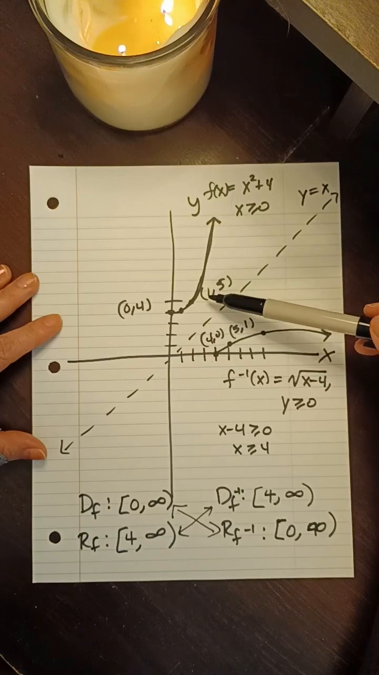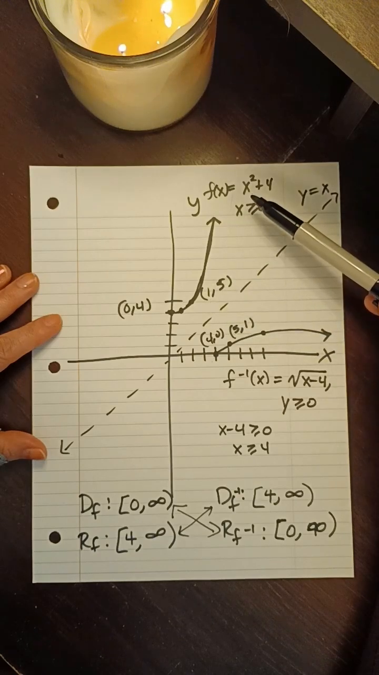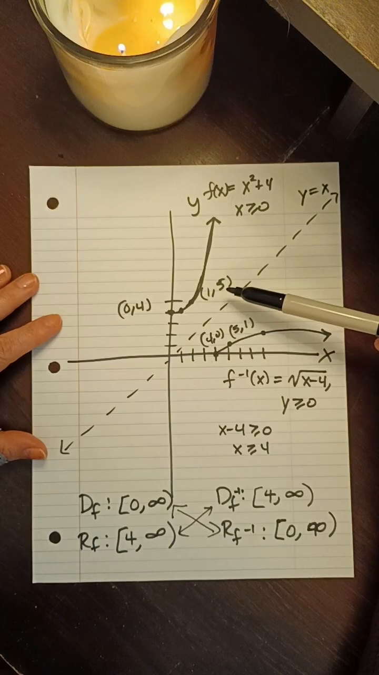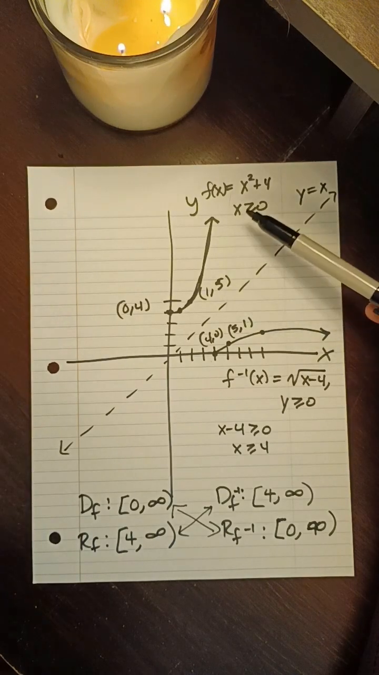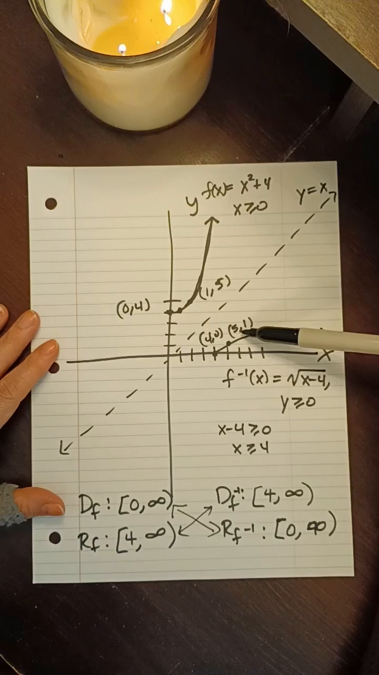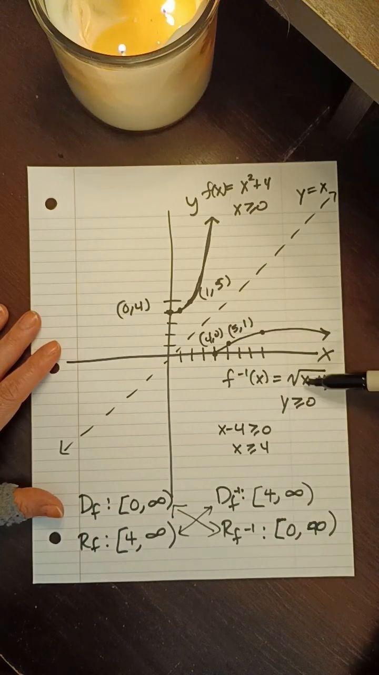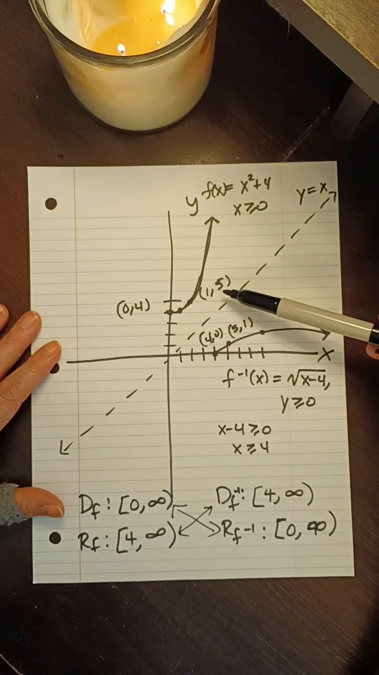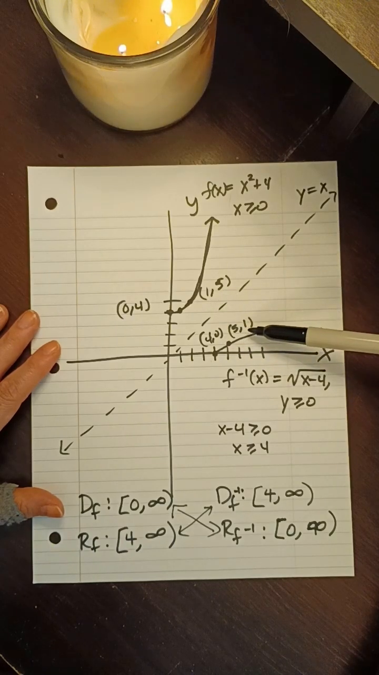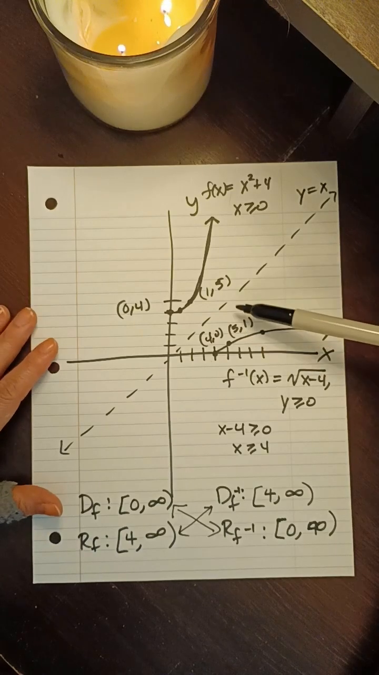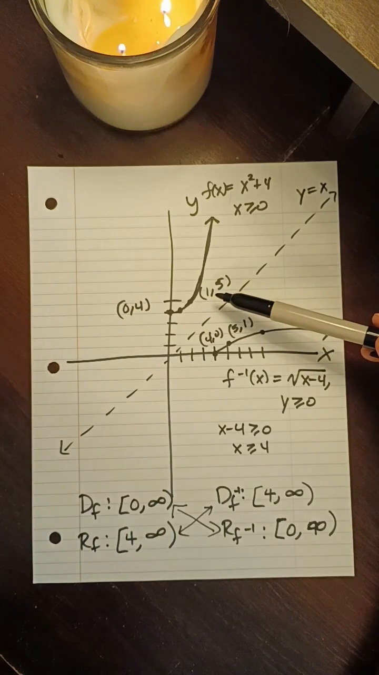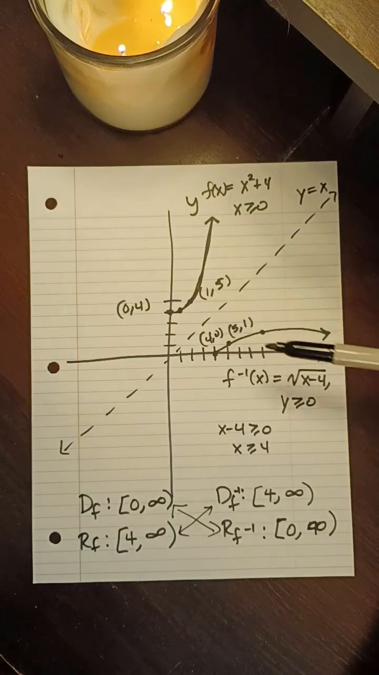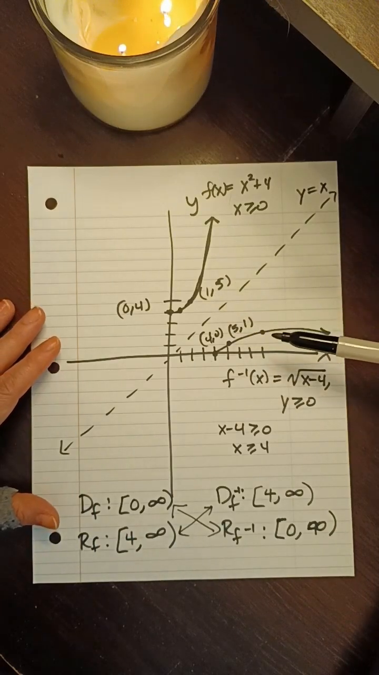So let's look at 1, 5. So 1 is the input of f. It squares it, adds 4 to it, and we get out 5. That 5 is the output of f that is now the input of f inverse of x. And it does something to it, subtracts 4 and takes the square root, and the output is 1. So f inverse undid whatever f did to 1. It undid that, and now the output is 1. So the output is what the input was. It's the original input.